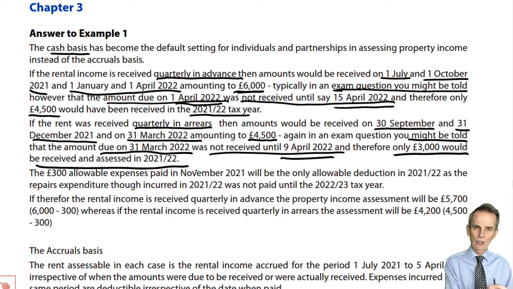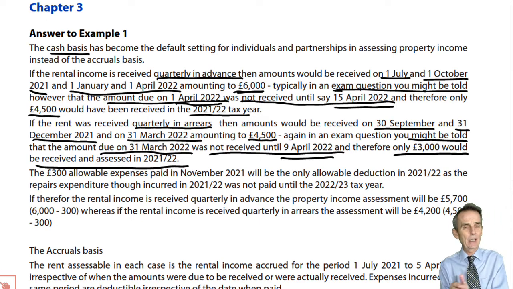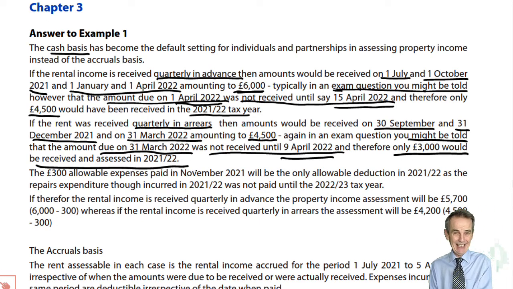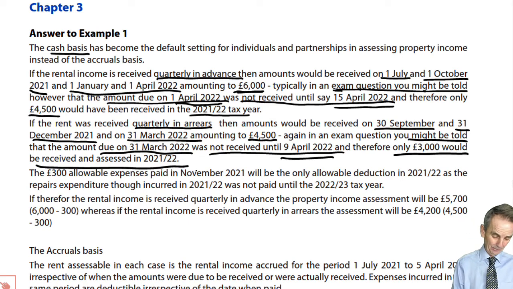So again, careful reading of the question is essential: is the rental income due in advance or in arrears, to know the relevant dates to begin with? And then, were those dates hit? Was the rental income received on the date it was due? And usually where it's going to be an issue is where it was due on one date but didn't come in until a later date, and the later date is in the next tax year, as we've discussed there.